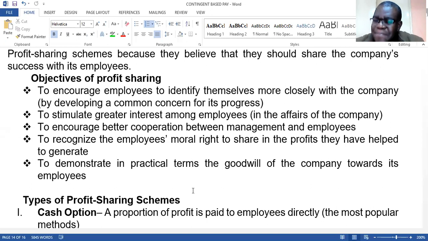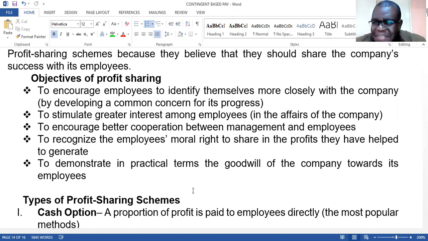towards the company and what it does? Can you encourage employees to identify closely with the company so that they have a common concern for the company and its progress? You do that, you get it right in terms of profit sharing schemes.